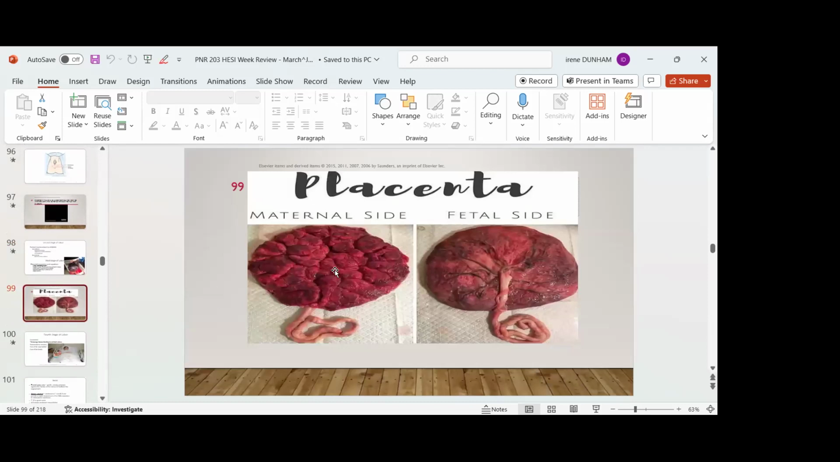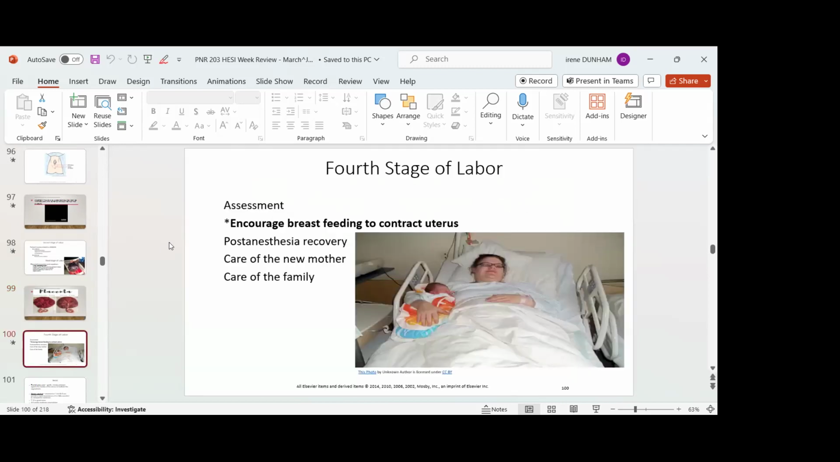This shows you the maternal side, which is called the Duncan. I learned it as the dirty Duncan. You can see the little lobes here. And then you have the fetal side, which is the shiny Schultz. Now, if any bit of this is missing, it needs to be reported to the healthcare provider right at the time of birth, because we do not want her to have retained placenta fragments. That leads to hemorrhaging.